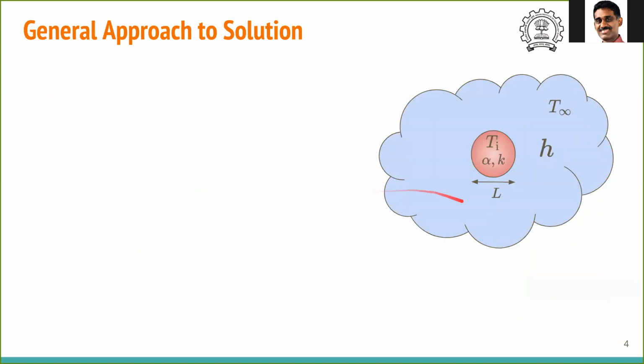So the general approach is as follows. We have a body which is at a temperature Ti, suddenly exposed to a different environment, which is at temperature T infinity, and there is some convective heat transfer happening on the outside. This material is characterized by a length scale L. It's got a thermal diffusivity alpha and thermal conductivity k. So these are the only parameters in the entire problem.